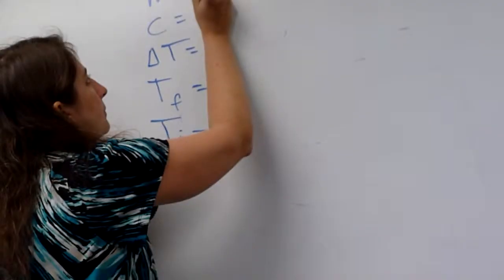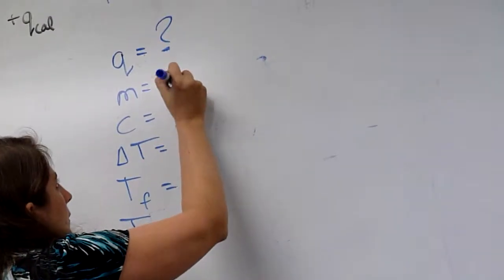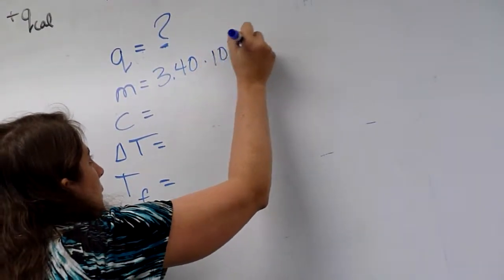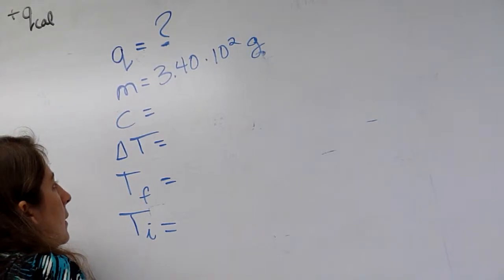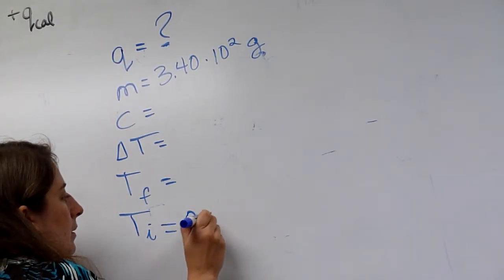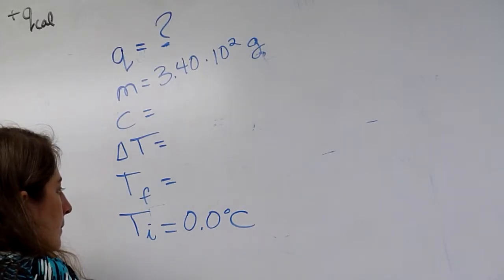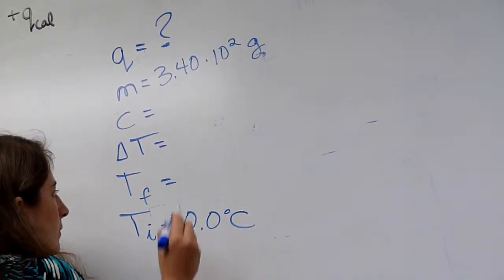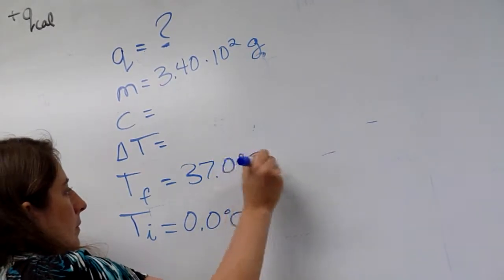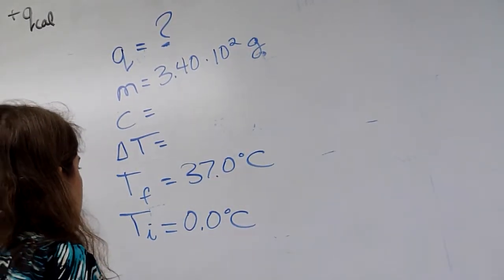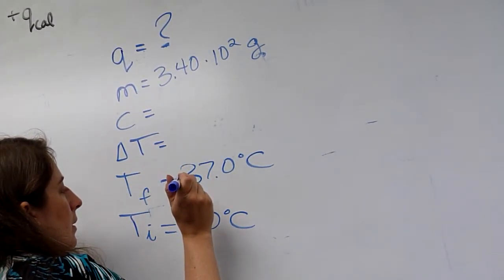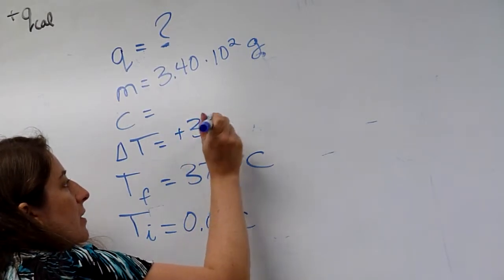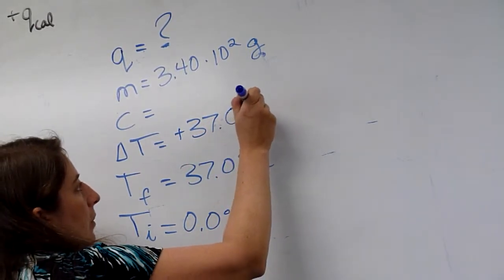Okay, so we know that the mass of the water is 3.40 times 10 to the second grams. We know that the initial temperature of the water is 0.0 degrees Celsius. And the final temperature is going to be 37 degrees Celsius. So what's our delta T? The change in temperature would be positive 37 degrees, because the water is gaining energy, it's heating up.